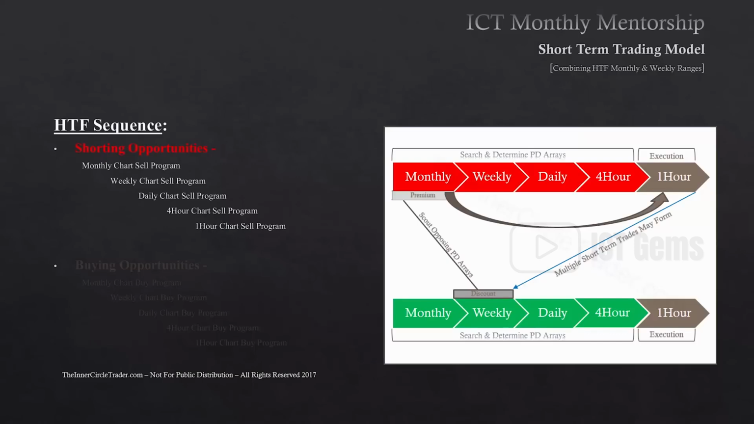Throughout the time from that execution, if it's a weekly or a monthly level, we could potentially see multiple short-term trades form. If it's from a 4-hour basis, you won't see that many chart setups form, but nonetheless, they're still going to be high probability.